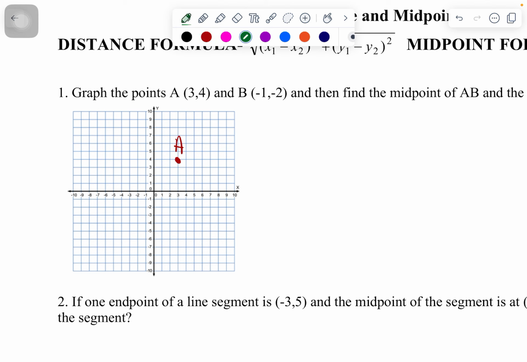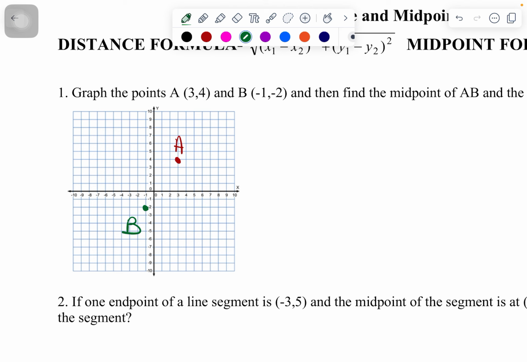Separately, we're going to graph point B, which is (-1, -2). So going back to the origin, I'm going to go to the left 1, so that's negative 1 on the x, and then down 2, so moving down to the negative 2. And I will put a point right there and label that point B.